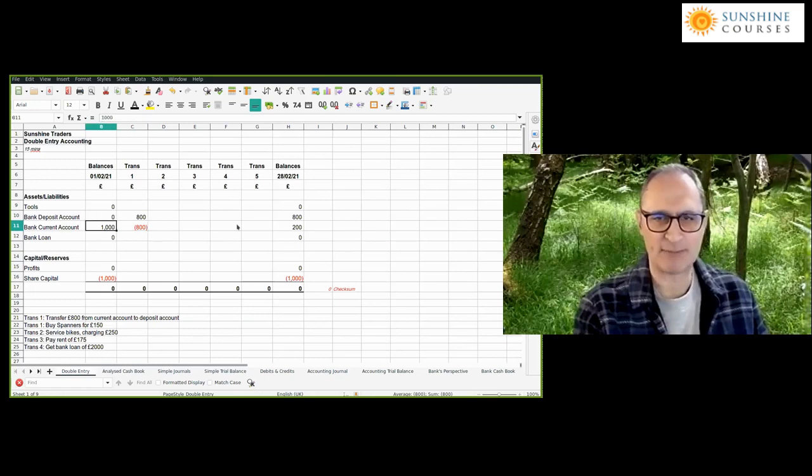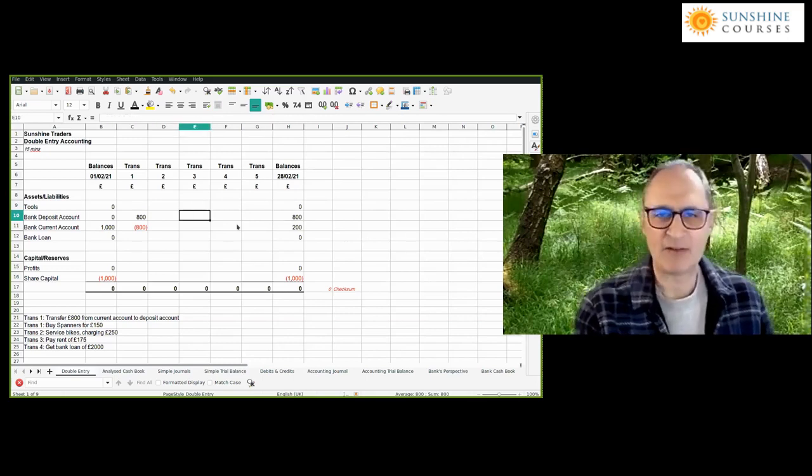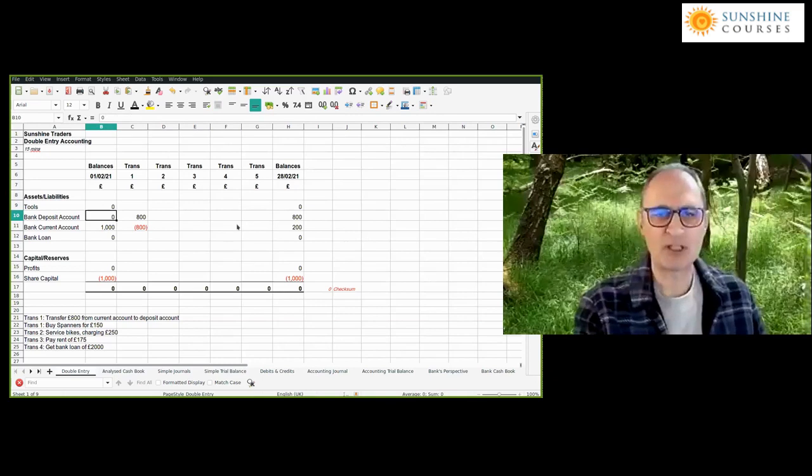And if you look at the balance at the end of the period after this one transaction, what this document shows is it starts off with the balances at the beginning. It adds or subtracts each of the transactions to get a balance at the end of the period. So at the end of the first transaction, we started off with nothing in the deposit account, but we had £1,000 in the current account. And through this double entry, we've moved money from the current account to the deposit account, and the balances, as you would expect, show that the current account has reduced from £1,000 to 200, and the deposit account has increased from nothing to £800.